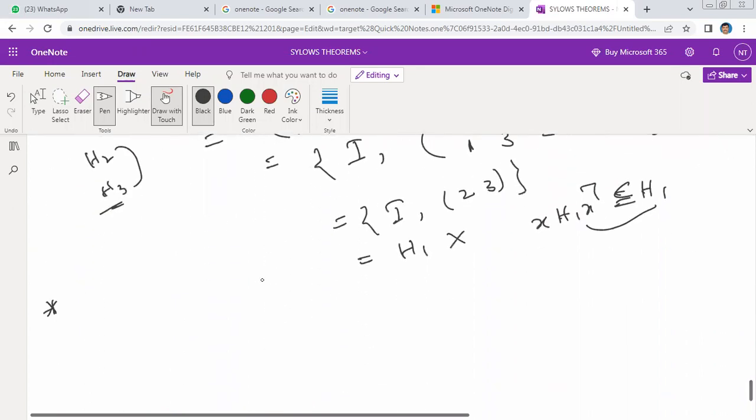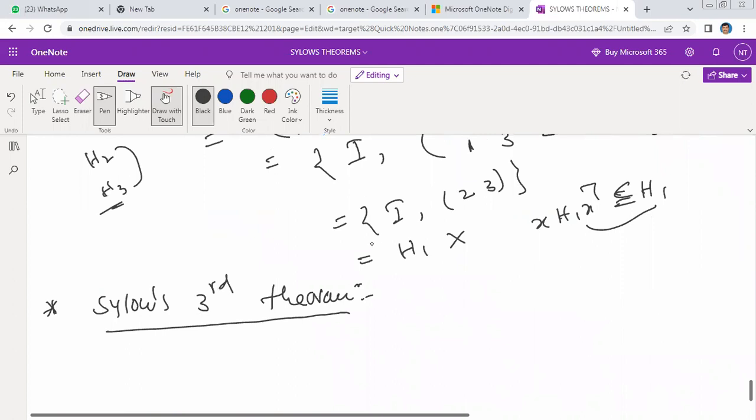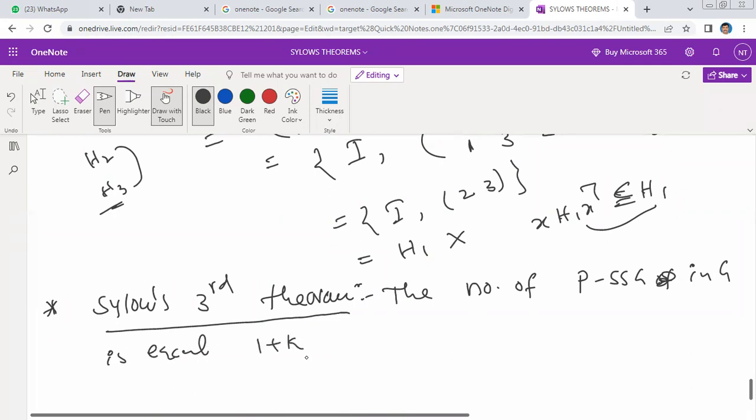Okay, right. Now Sylow's third theorem. This is useful to find out how many Sylow subgroups there are. The number of P-Sylow subgroups in G is equal to 1 plus Kp.